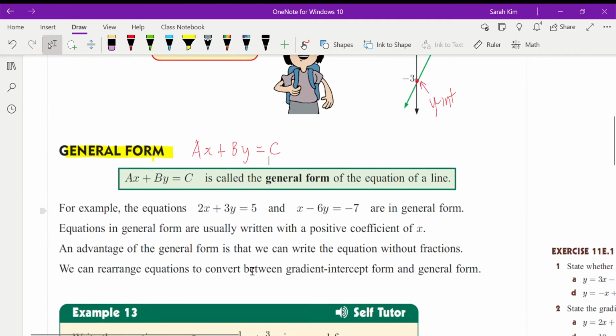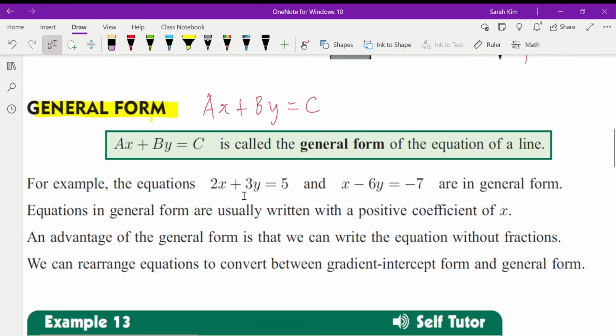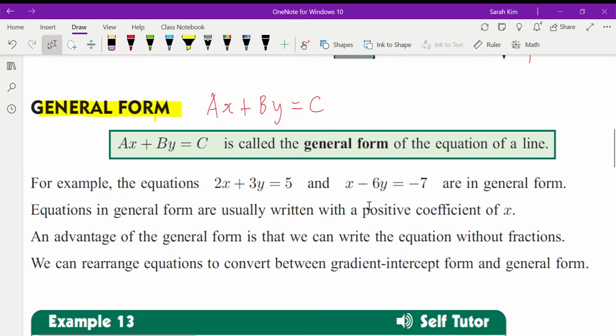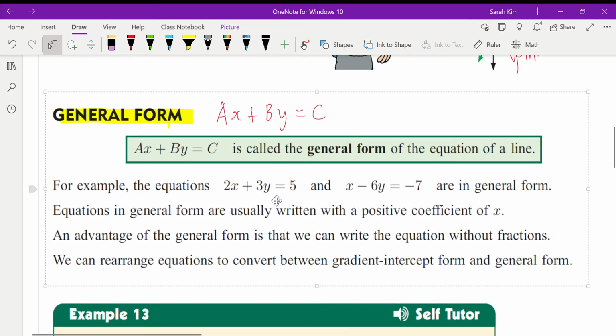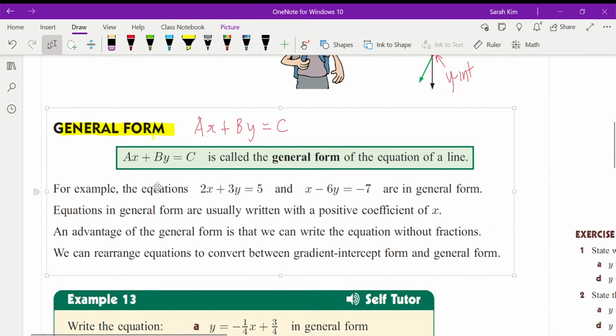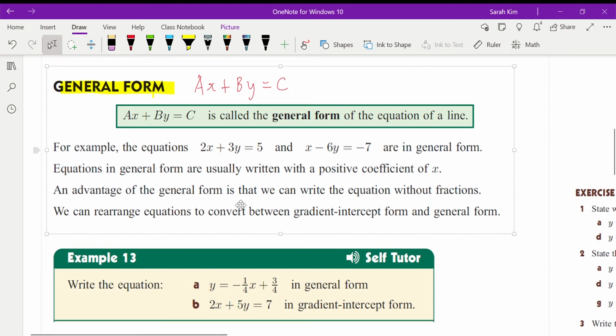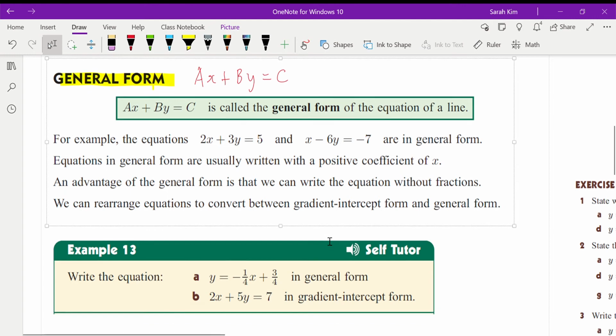Alright, for example, over here, if it's in the form of 2x plus 3y equals 5, kind of like the ones that we've done with simultaneous equations, when it's an x, a y, and an equal and a number, this is called a general form. Alright, equations in general form are usually written with a positive coefficient of x. So as you can see, there's a positive 2x. We can rearrange equations to convert between the intercept form and the general form, because all you have to do is just move things around.